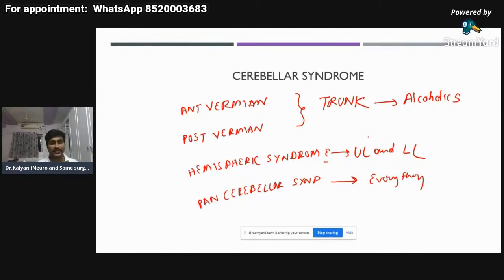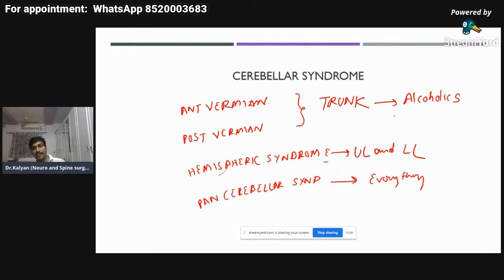What do you call the kind of tremor in cerebellar syndrome? We call that intentional tremor. That is, when the patient is not working, he will not have tremor. But when he tries to pick up an object, as he gets closer and closer to the object, he will have tremor in the hand, intentional tremor. So this intentional tremor is specific to hemispheric syndrome.